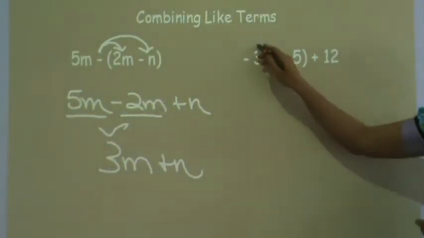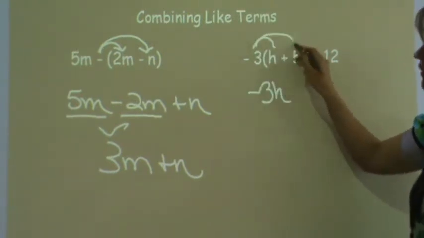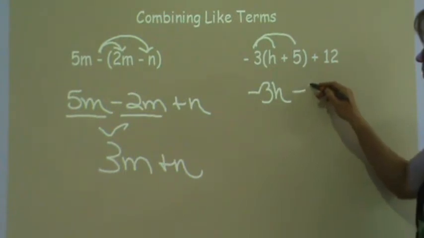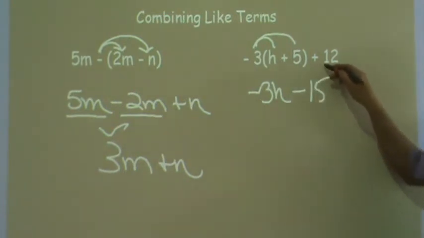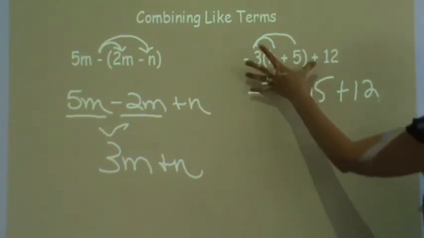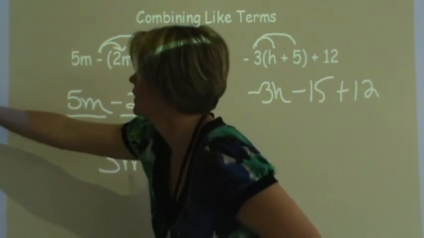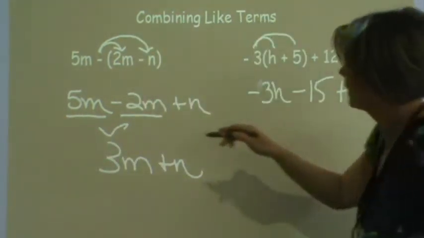Same thing over here. I got negative 3 times h is negative 3h, and negative 3 times plus 5 is going to be minus 15. Bring down my plus 12. So now I've dropped these parentheses. I've combined this together. We're trying to simplify it, okay? Let's erase this part a little.